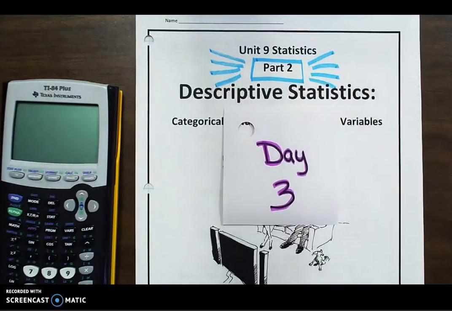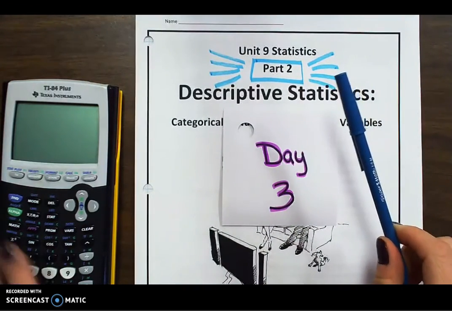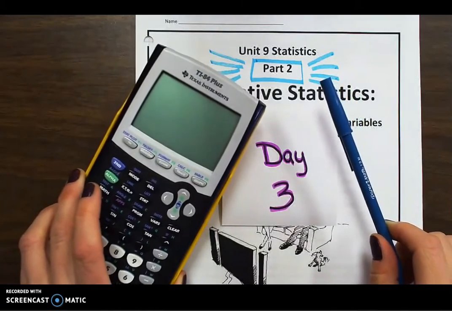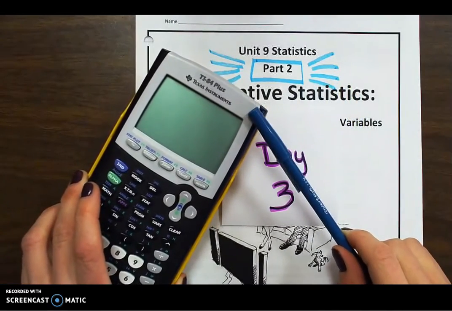All right, for today's lesson, you're going to be needing a writing utensil and a calculator. We haven't used a calculator in a couple days, but you're definitely going to need it today.